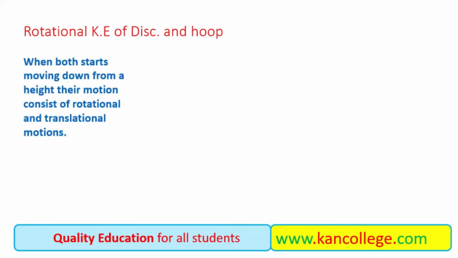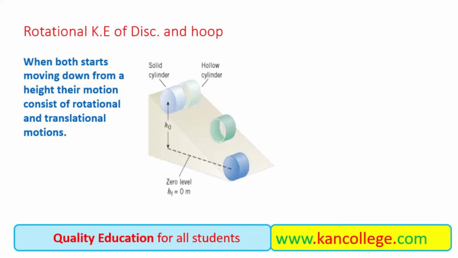Now we see the rotational kinetic energy of a disk and a hoop. If two bodies start moving down from their higher positions, then their motion consists of rotational and translational motions. It means that they are rotating around their own axis, spinning, and similarly they are moving in the forward direction, translating from one position to another. So there are two motions, rotational motion and translational motion.